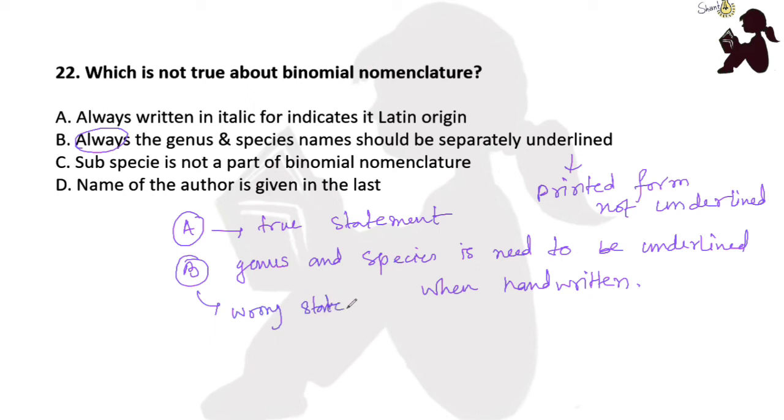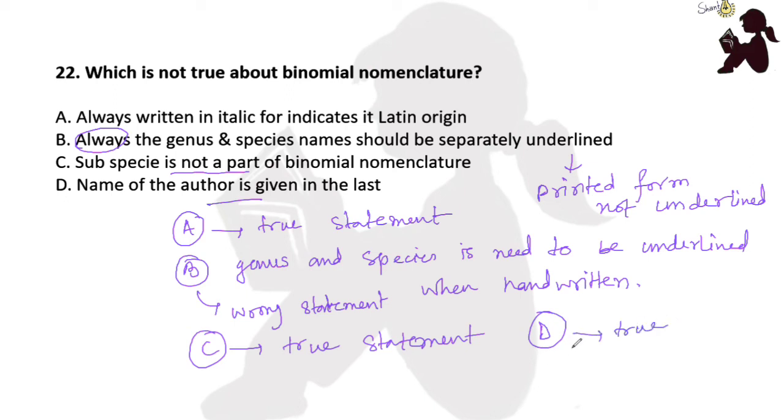Then the option C is subspecies is not a part of binomial nomenclature. Not a part of binomial nomenclature is a true statement because subspecies is a part of trinomial nomenclature. Okay. And D, name of the author is given in the last. Yes, name of the author is given in the last. This is also a true statement. Okay, so here the wrong statement is the B. So the correct answer for the question is the option B.